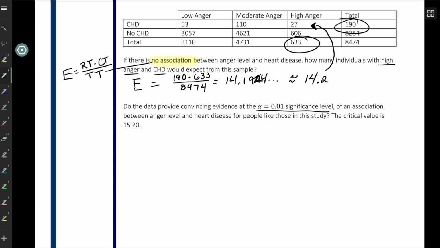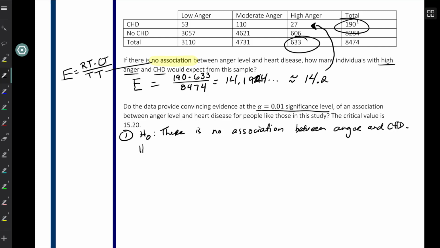Okay, so here's what we need to first off do. We first need to recognize, all right, well, what's my hypothesis statement? That was step number 1. So my hypothesis statement, the null hypothesis, is a statement of no change, no difference, or in this case, no association. So we would say there is no difference, no association between anger and coronary heart disease, CHD.